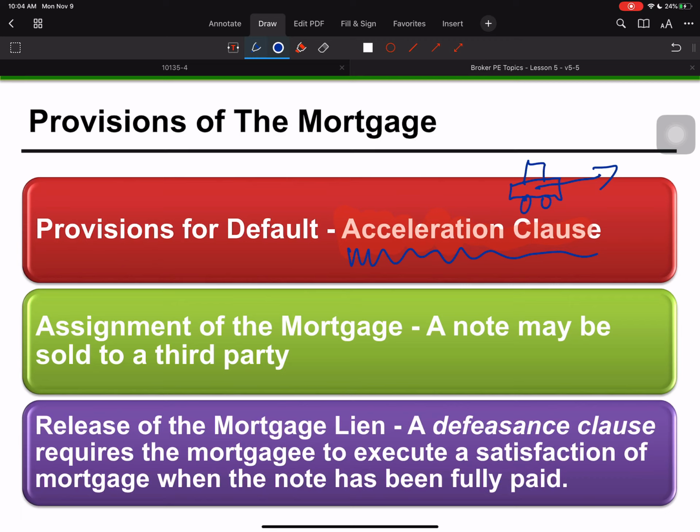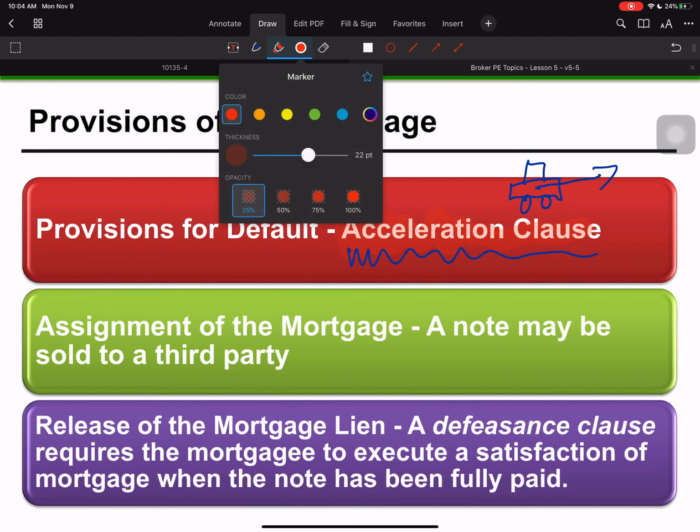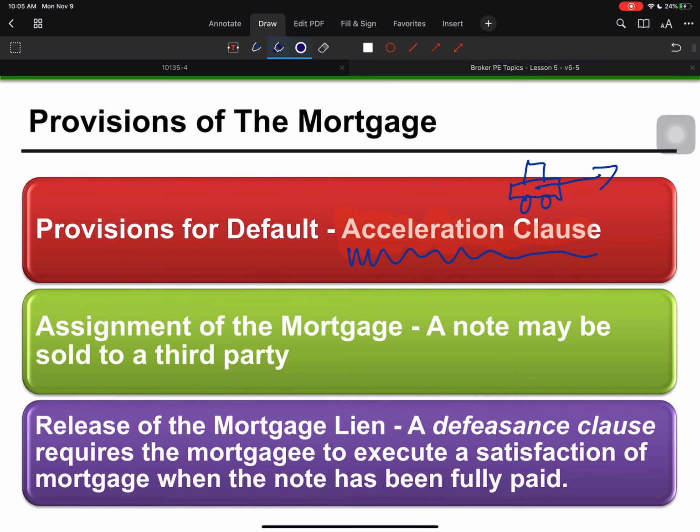Assignment of mortgage. A note may be sold to a third party, such as an investor or another mortgage company. The assignee becomes the owner of the debt and the security instrument. So remember, when we assign something, we no longer take responsibility for that.